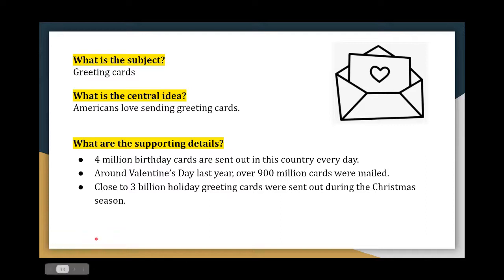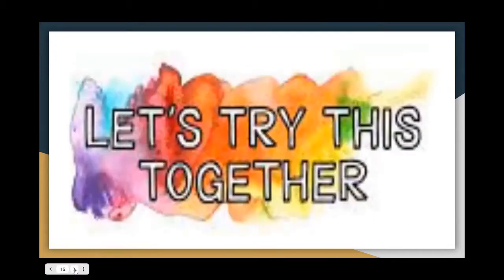That was an awesome job that we just did trying to figure out the central idea of this passage and also locating the important supporting details which support that central idea. So let's try this together now.